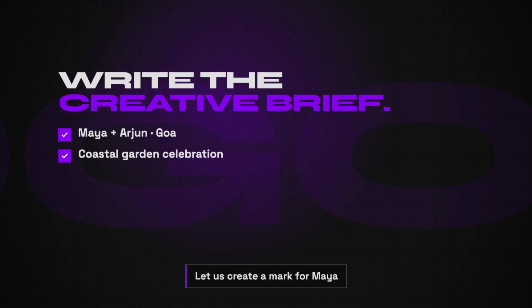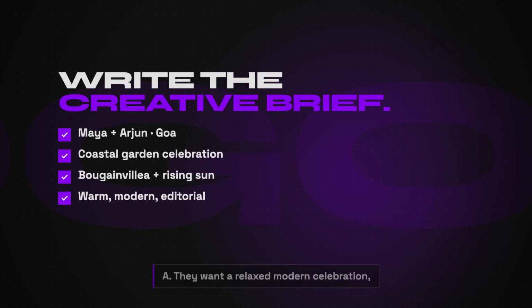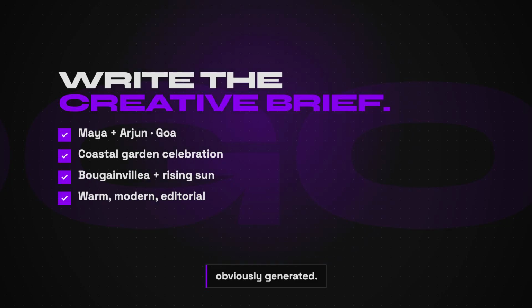Let us create a mark for Maya and Arjun marrying at a coastal garden in Goa. Their initials are M and A. They want a relaxed modern celebration with bougainvillea, an ocean horizon, and a small rising sun. The logo must feel warm and editorial, not tropical themed, ornate, or obviously generated.